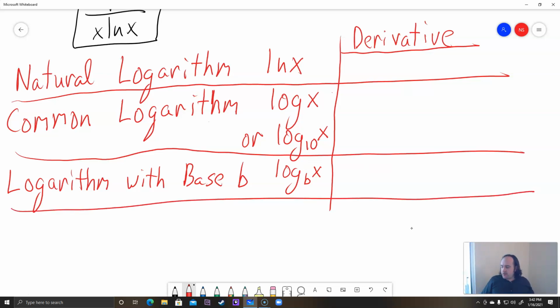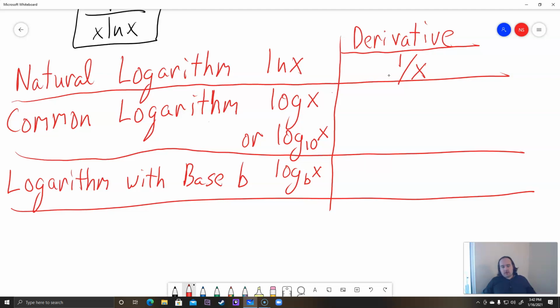Okay, so we already know that the derivative of ln of x is just 1 over x. So we already knew that one. So then what about the derivative of log base 10 or log base b? Well, it turns out that that one is almost the same as the derivative of ln of x, but you end up having to add in an extra factor in the denominator.